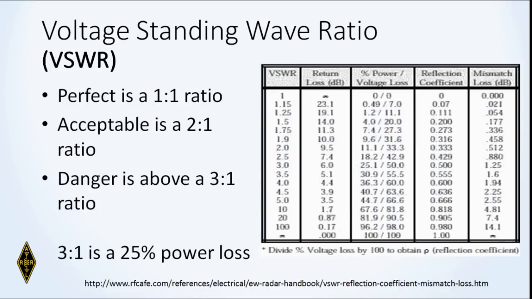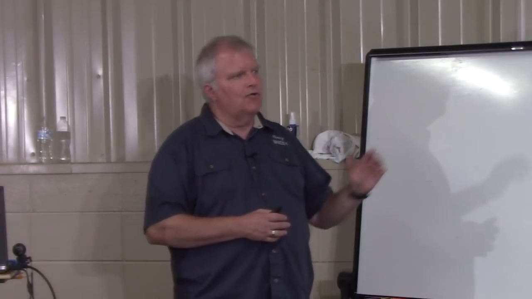And here's a table, which may be a little small to look at here, but we're looking for a 1-to-1 standing wave ratio. A 2-to-1 standing wave ratio is acceptable. Most transmitters will handle that okay. Above a 3-to-1 standing wave ratio, you're getting 25% of your power coming back. So if you're sending 100 watts out, you're getting 25 watts back.